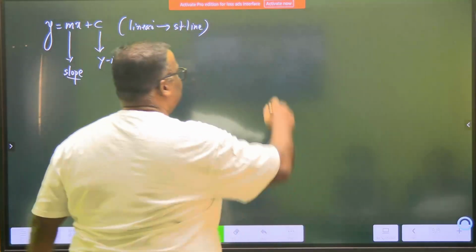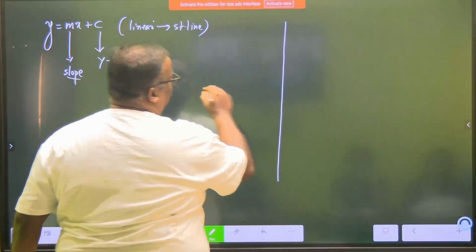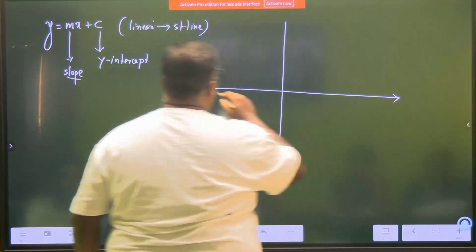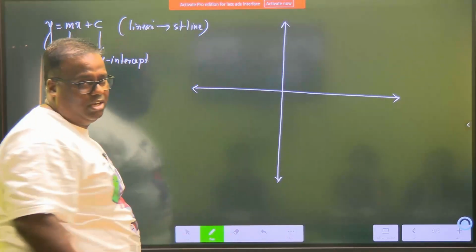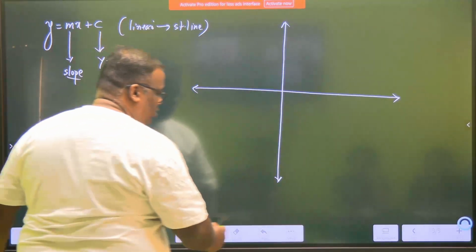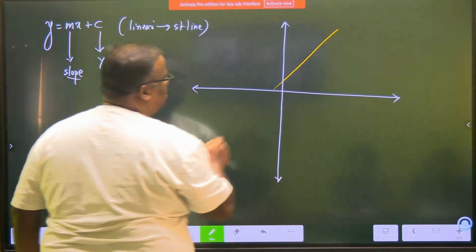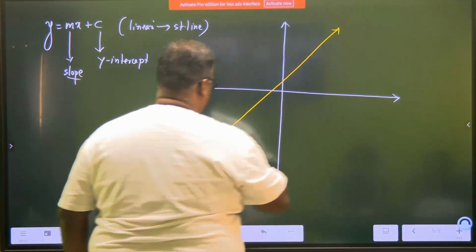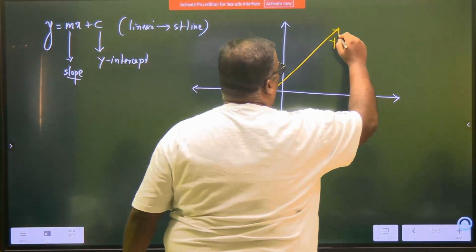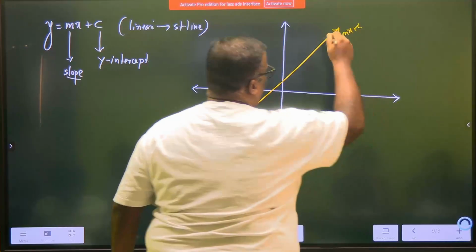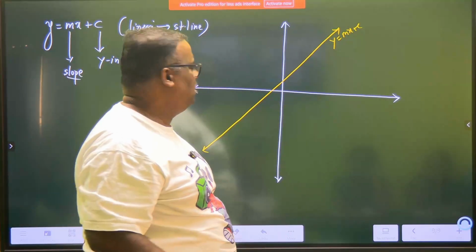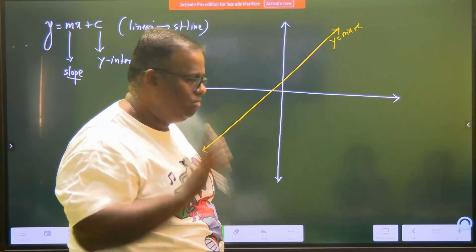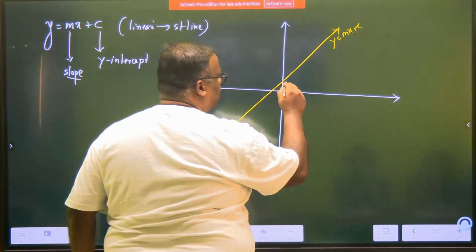Let's see. Somebody asked you, draw the curve of y equal to mx plus c. Children, what is this? This is a straight line, which will be something like this. This is our equation of y equal to mx plus c. Some schools will ask you to take 5 points. But how many points do we need? 2 points.